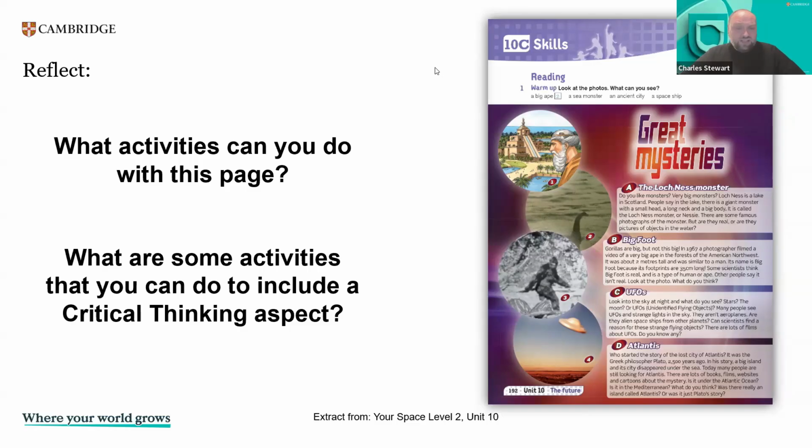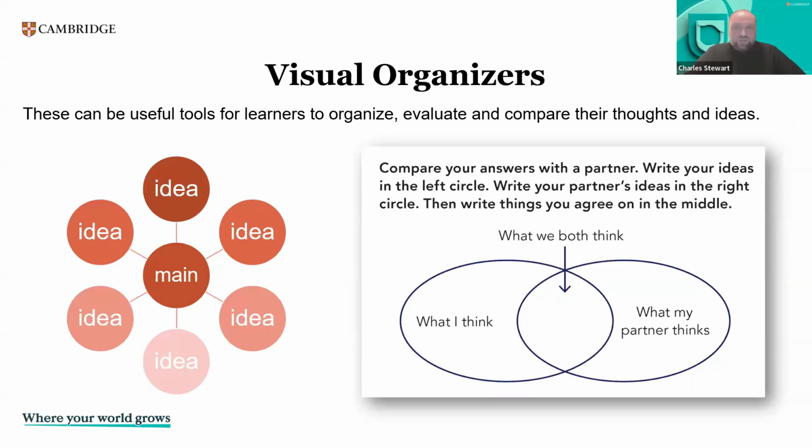So, my next question is, how can you train critical thinking skills with this? Definitely graphic organizers or visual organizers. So for these, basically what graphic organizers are is something like a concept map or a spider diagram where we're sorting information. You could, for example, give them Bigfoot here, and then they have to write some ideas about Bigfoot, some facts about it, or UFOs, Atlantis.